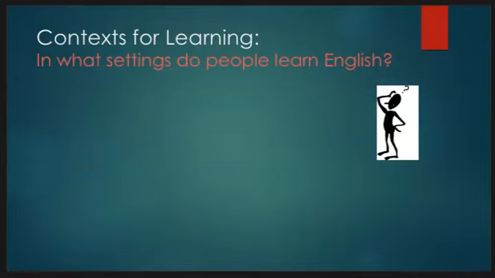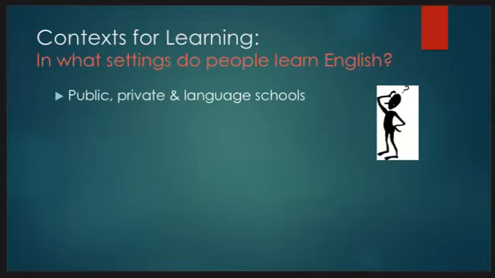Think about that for a second. What settings do people tend to be learning English? The first one we might think about are public or private language schools, schools that are specifically created to learn a new language. Those could be in EFL contexts where people would be, maybe either paying or publicly going to learn English. But they also exist in the target language community.